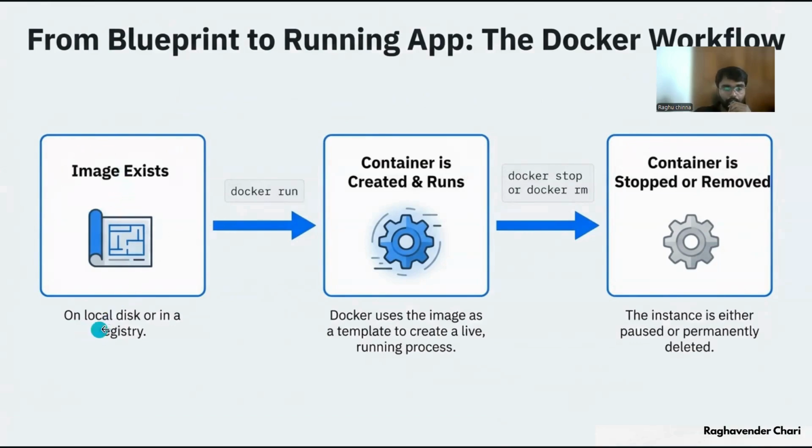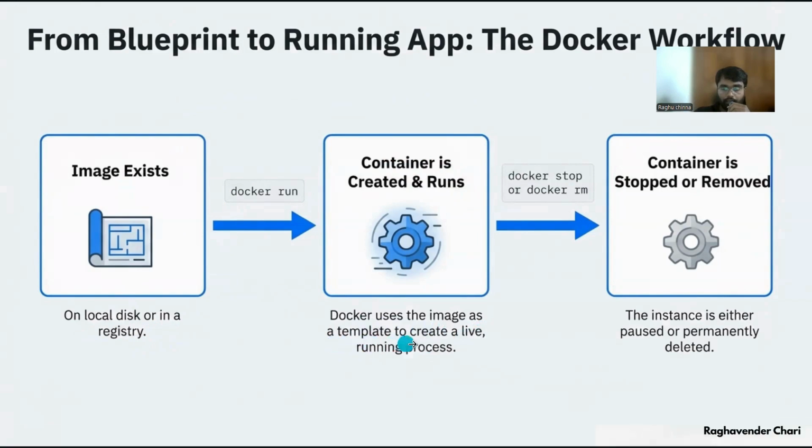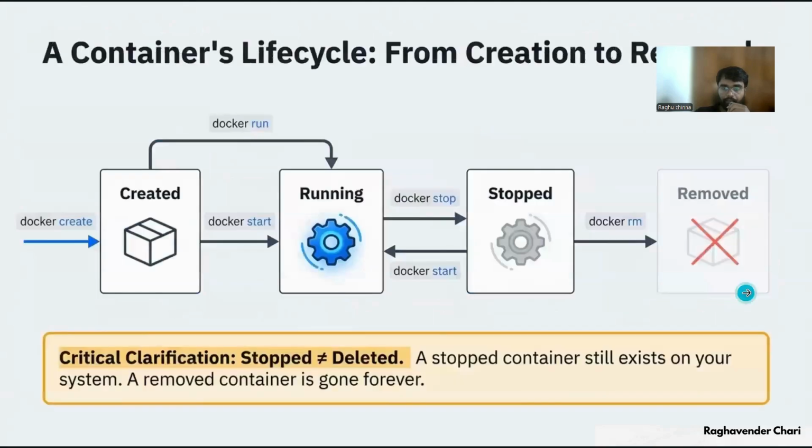An image sits on a local disk or in a registry, and you can run it. Once you run it, the container is created and runs. Docker uses the image as a template to create a live running process. You can stop containers: if you use docker stop, it stops the container. If you use docker rm, meaning remove, it will permanently delete it. Stop and remove are not the same. After stopping, you can also start them again.